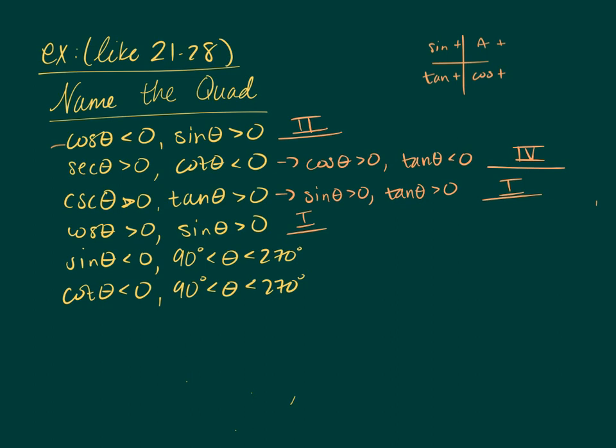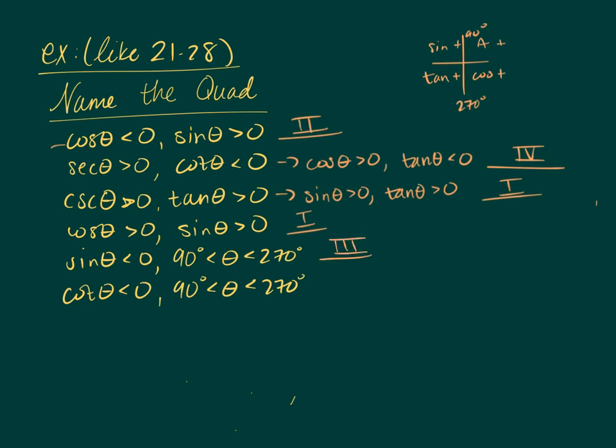The next one, we're given that sine theta is negative, and then our theta has to be between 90 and 270. Remember that 90 is the positive x-axis and 270 is the negative x-axis. So we're in between 90 and 270, so we're bounded right here in this area between quadrant 2 and quadrant 3. So between quadrant 2 and quadrant 3, sine is negative in quadrant 3. So my answer is 3.